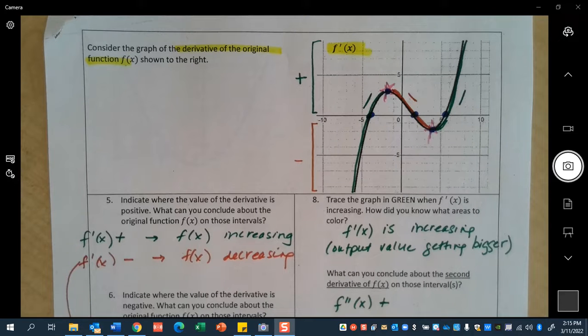All right, consider the graph of the derivative of the original function. So I'm looking at the derivative. Here's where my derivative is positive. Here's where my derivative is negative. So when I'm talking about indicate where the derivative is positive, I did it for the derivative increasing and decreasing.